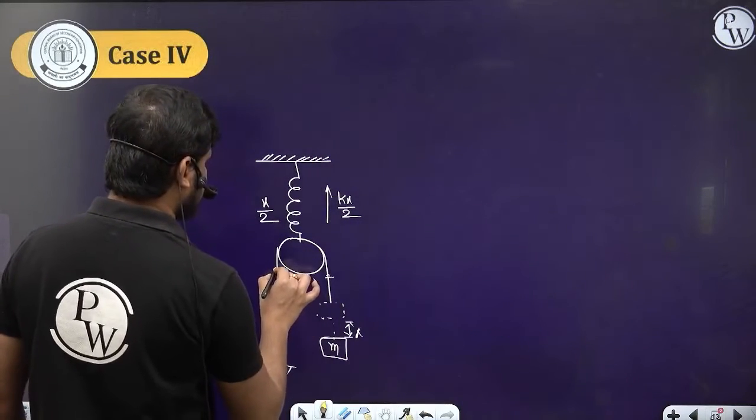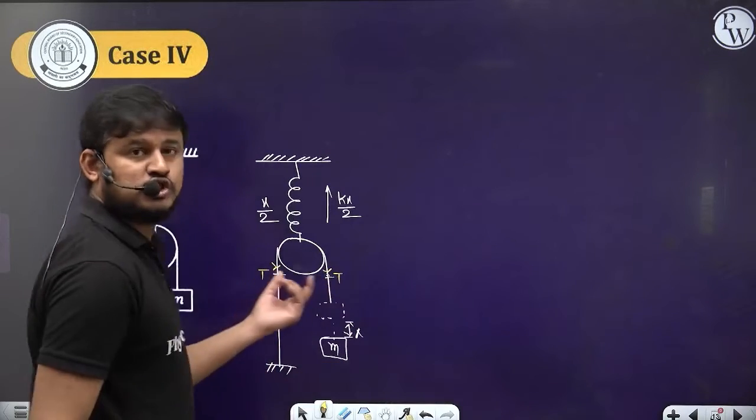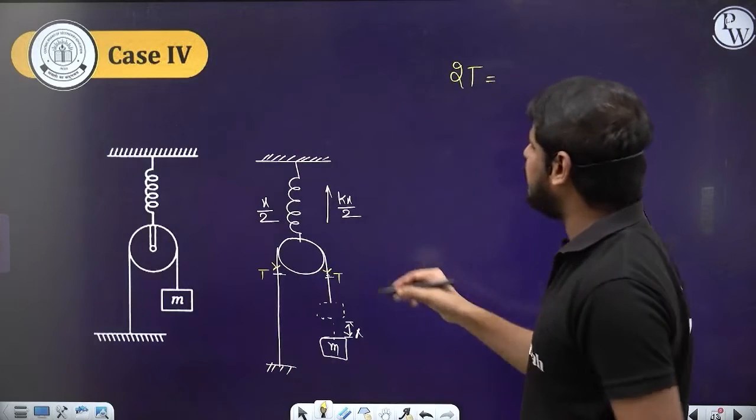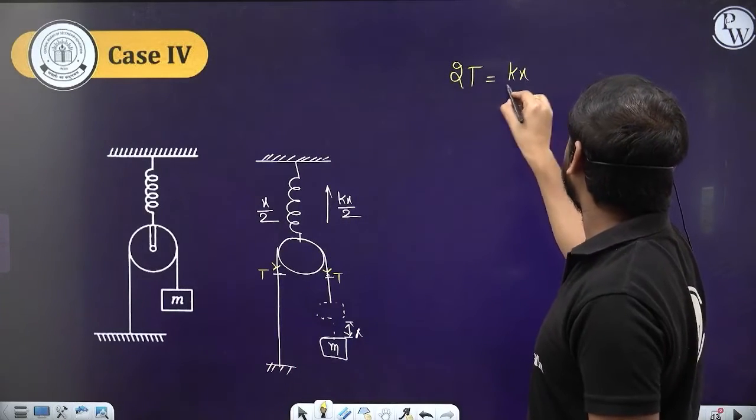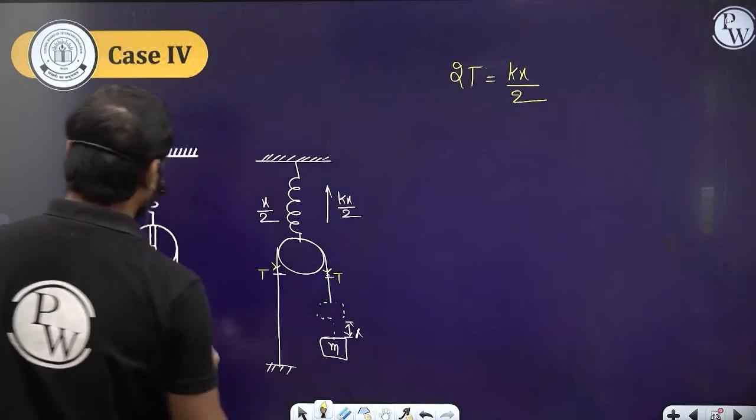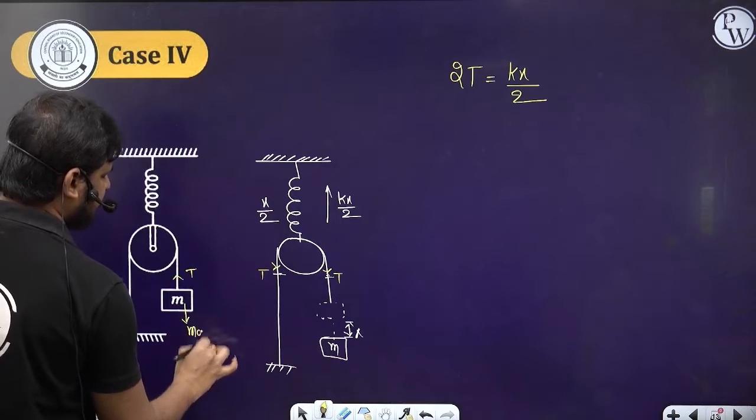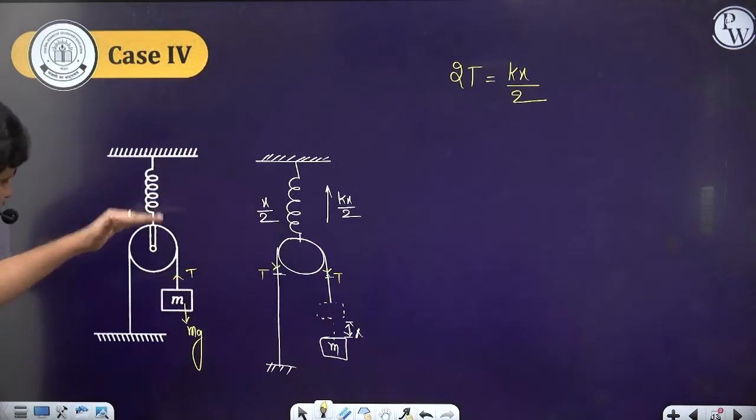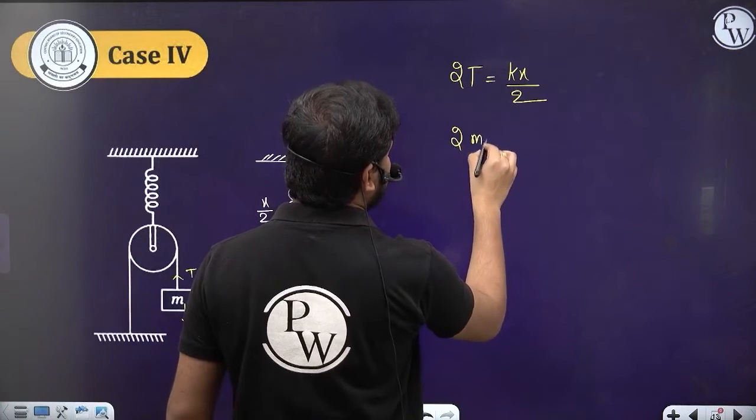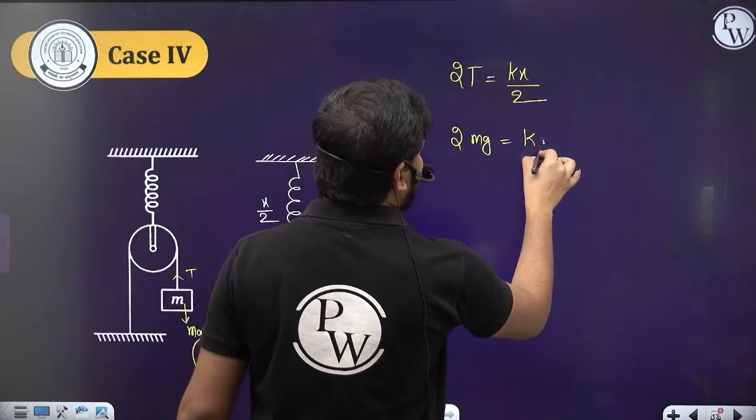Now this kx by 2 is balanced by what? Here the tension force and here the tension force. So 2T is the tension force which is balanced by kx by 2. So what's the tension here? The tension T is equal to mg. The tension acts upward, mg acts downward. So the tension T is mg, which is equal to k into x by 2.